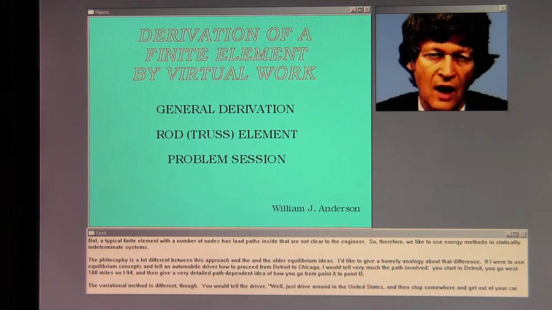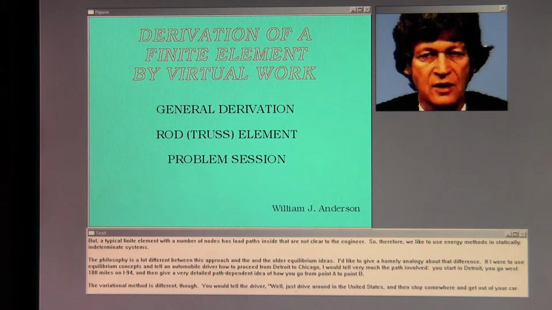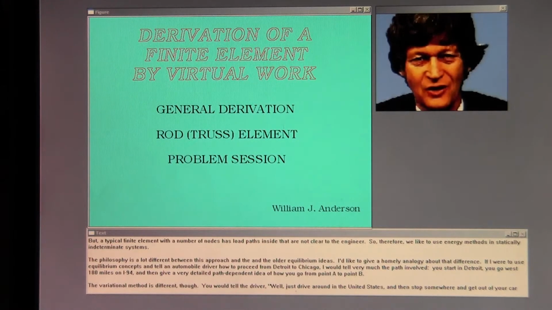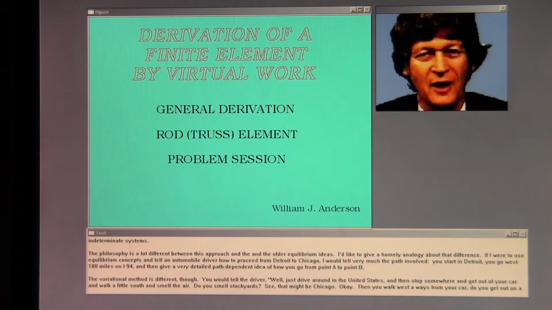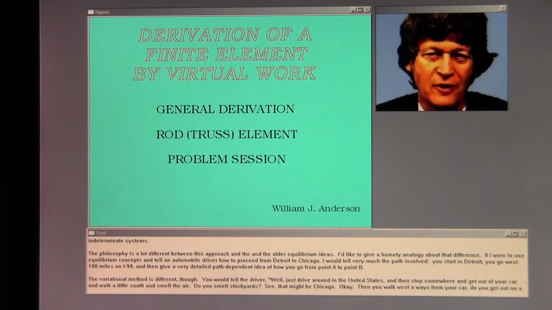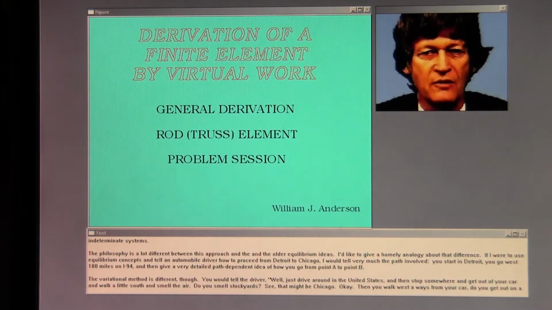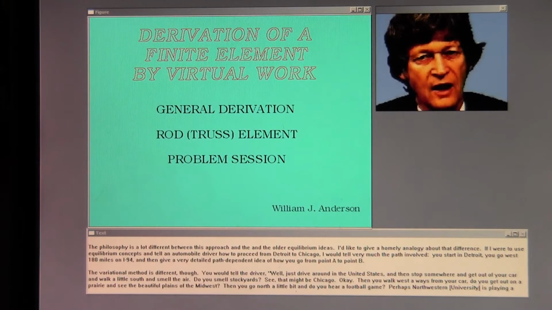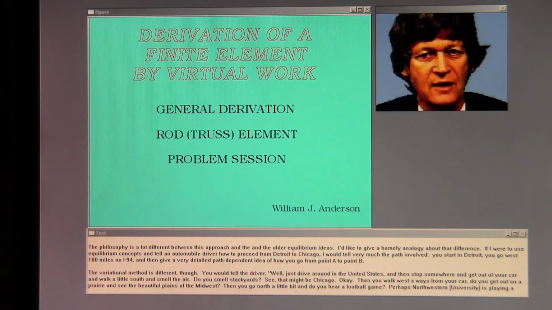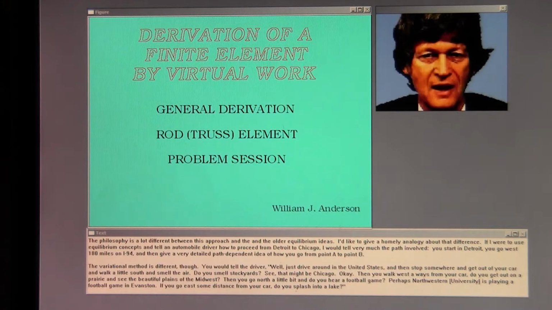The philosophy is a lot different between this approach and the older equilibrium ideas. I'd like to give a homely analogy about that difference. If I were to use equilibrium concepts and tell an automobile driver how to proceed from Detroit to Chicago, I would tell very much the path involved, that you start in Detroit, you go west 180 miles on I-94, and then give a very detailed path-dependent idea of how you go from point A to point B.